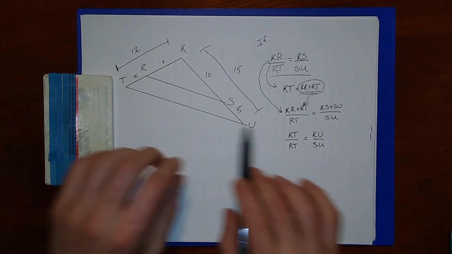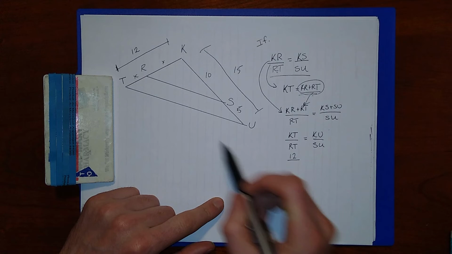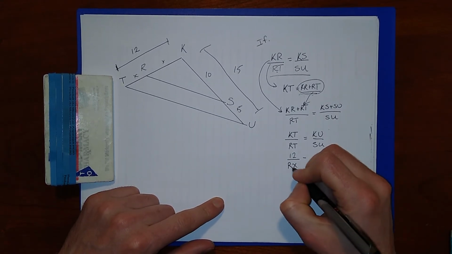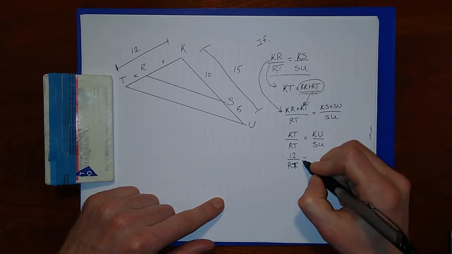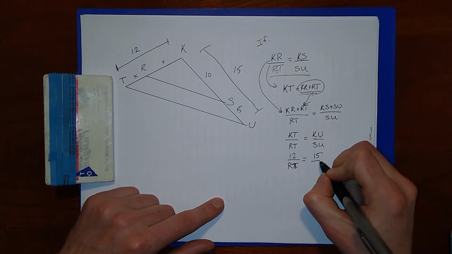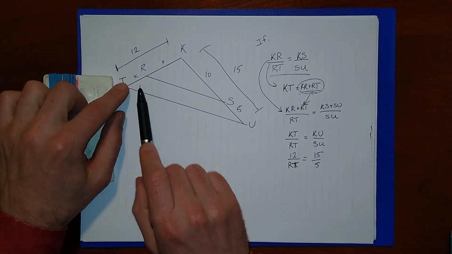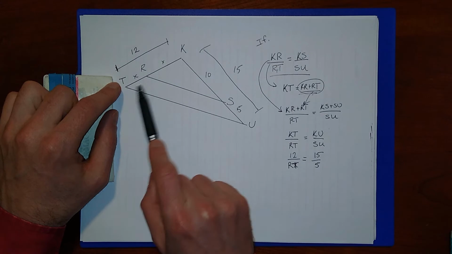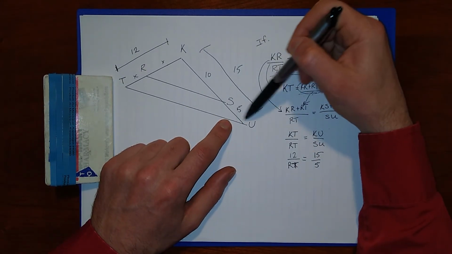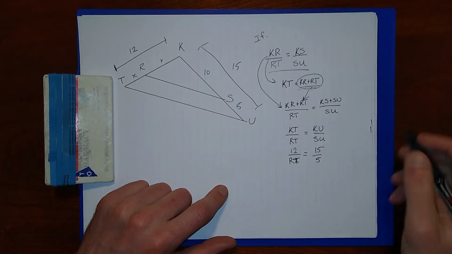So let's go ahead and plug these in now. KT is this whole length of 12. RT is what I want, that's what I don't know. Let's just leave it as RT rather than calling it X. KU is this whole length, 15. SU is 5. This should make sense if you think about it: this piece on this side compared to this whole side length is proportional to this piece on this side compared to this whole side length. That's more or less what we're saying here.